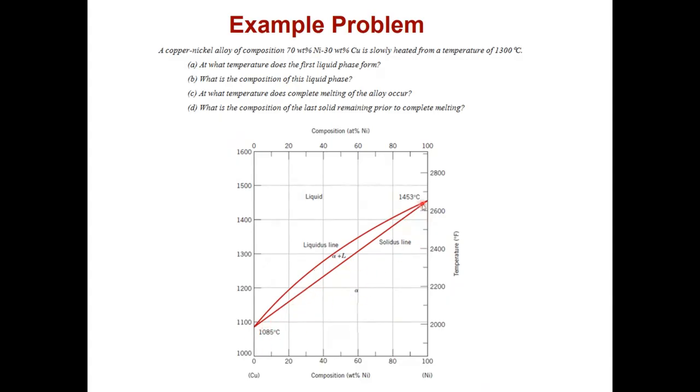Below this solidus line, we have only a single phase, and that is alpha. Above this liquidus line, we have only a single phase, and that is liquid. And in between, in this region, we have solid alpha plus L, which stands for liquid. So two different phases, liquid and solid, coexist in this region in between the two curves, the solidus and liquidus.